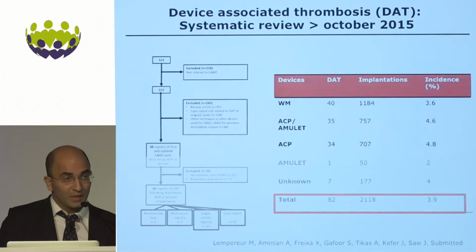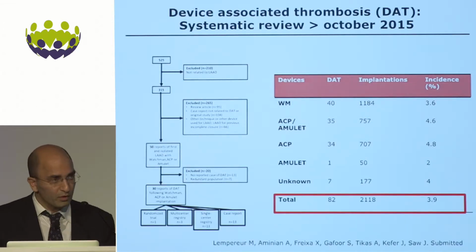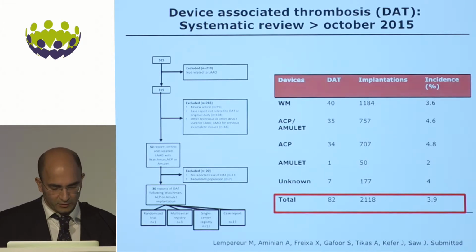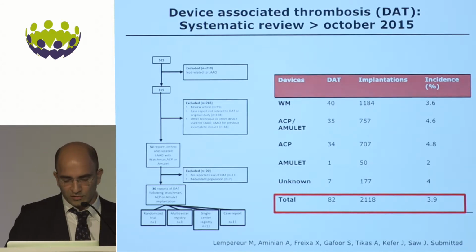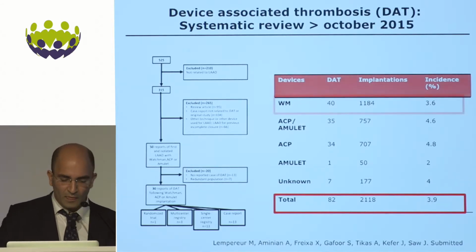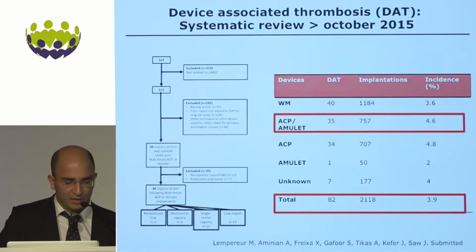So in order to shed some light on this clinical issue, Dr. Lempereur from the University of Liège has performed a systematic review that we have submitted recently to a journal, and we have found in the literature 30 publications reporting 82 cases of device thrombosis, and the search was done until October 2015. There was a total of 82 device thromboses out of 2,118 implantations, yielding a global incidence of device thrombosis of 3.9%, with no clear difference between WATCHMAN and ACP.